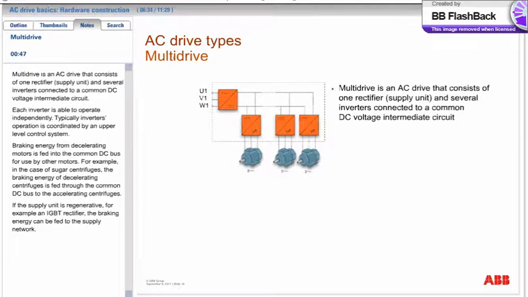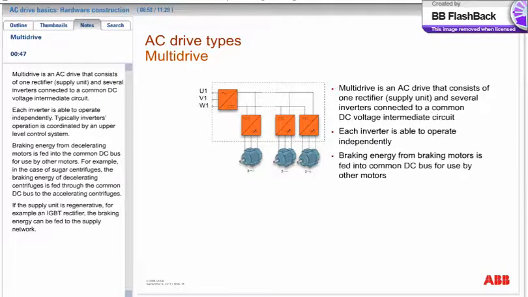Multi-drive is an AC drive that consists of one rectifier, supply unit, and several inverters connected to a common DC voltage intermediate circuit. Each inverter is able to operate independently. Typically, inverter's operation is coordinated by an upper-level control system. Braking energy from decelerating motors is fed into the common DC bus for use by other motors.